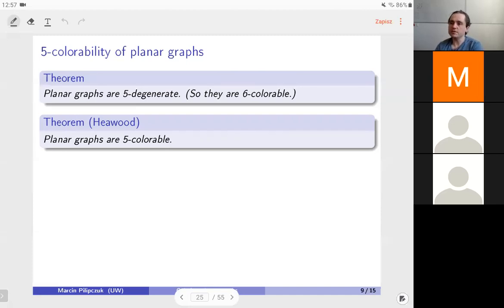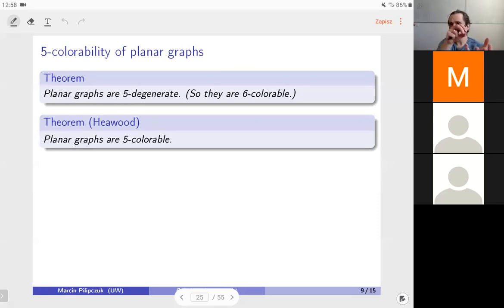But let's look at this proof. If you have only 5 colors, what breaks down when trying to color a planar graph with 5 colors? Remember what we did. We are doing induction. We take the vertex of minimum degree, which is at most 5, remove it, use the induction to color the rest, and put the vertex back and try to color it.